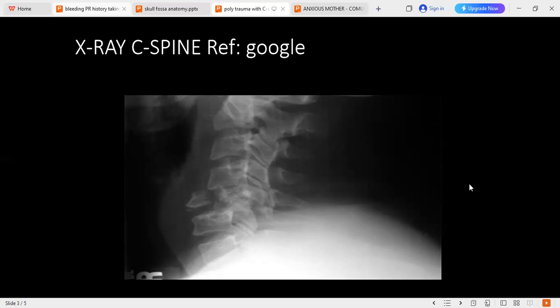Can you take a look at this image and please comment on it, what you see? Yes, this is an X-ray cervical spine sagittal view showing burst fracture of C5, causing posterior displacement of the posterior vertebral body, probably causing spinal cord compression.